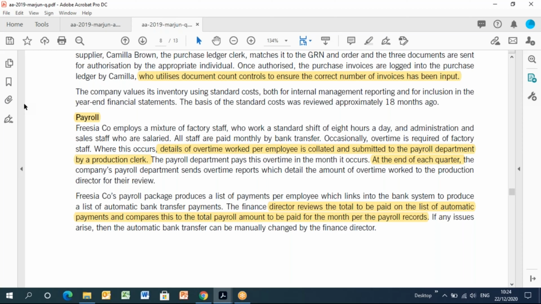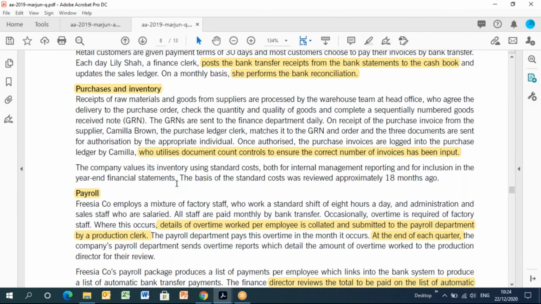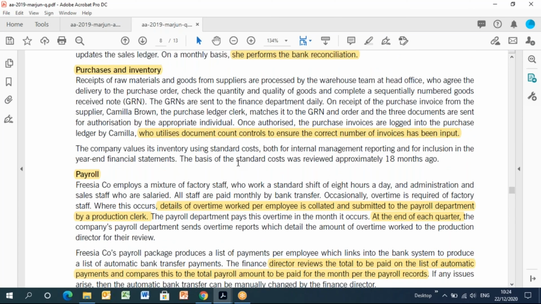As a test of control, you should say that for a sample of employees paid during the month, like 3, 4, 5, you should confirm that the finance director's signature is on the payroll sheet, and that it was checked before payment. So that was payroll. I think we've come up with 5 so far, and should come up with another one.